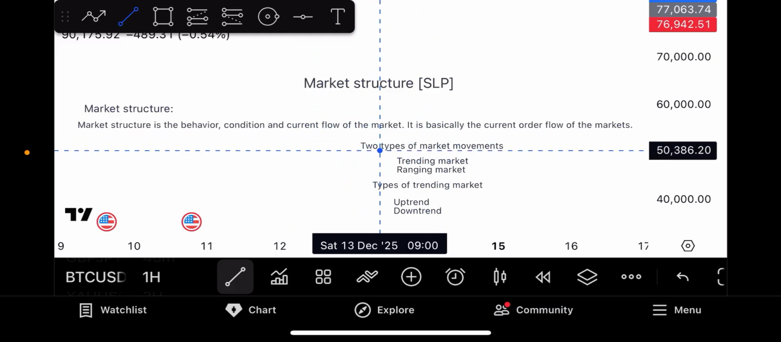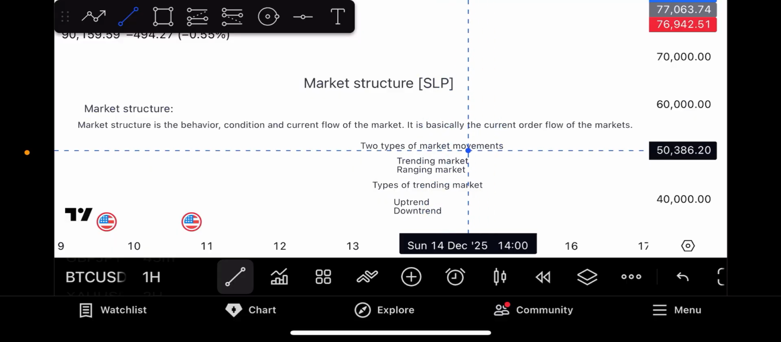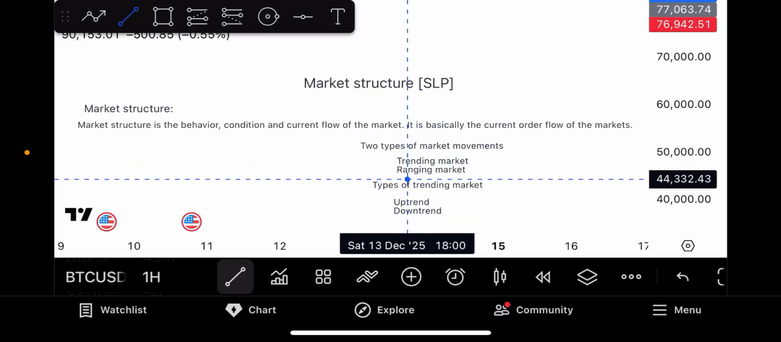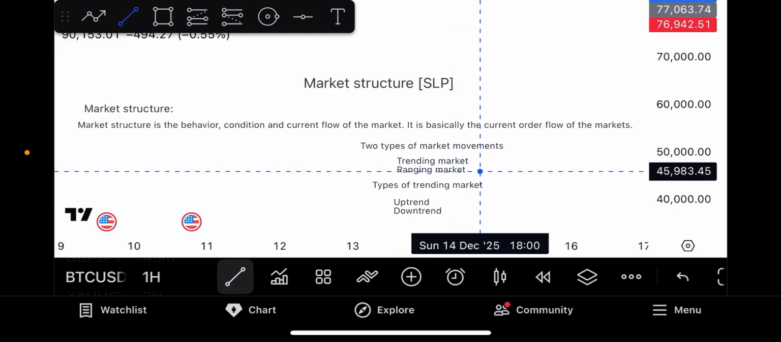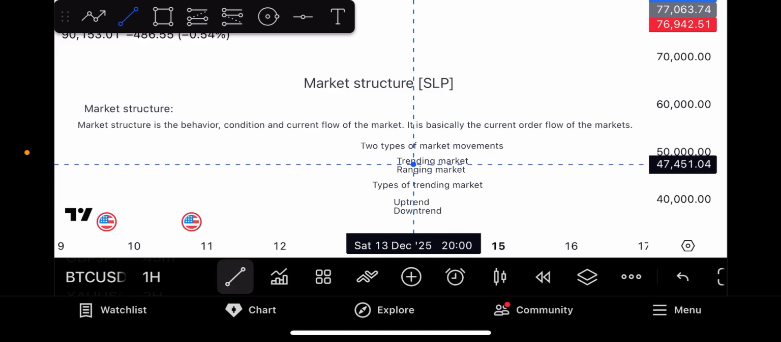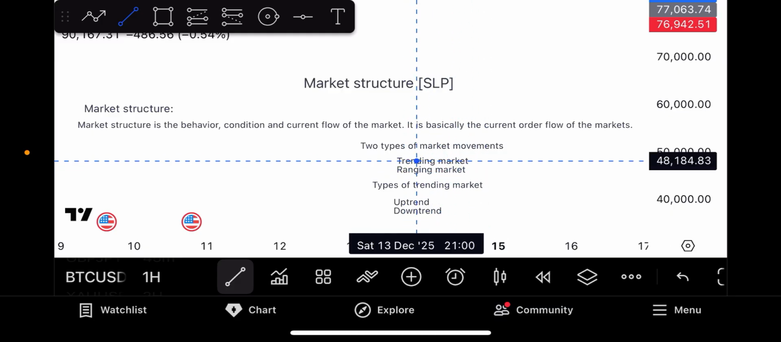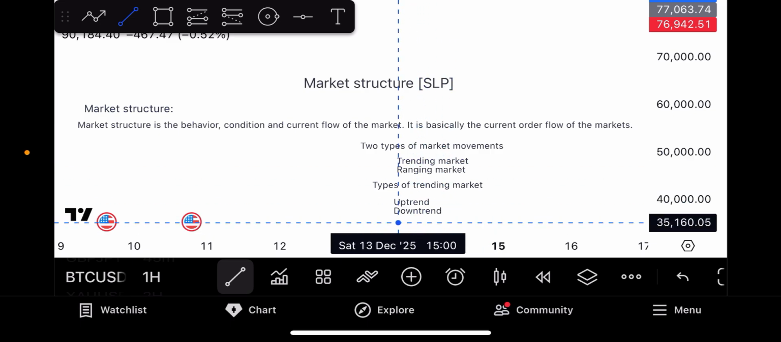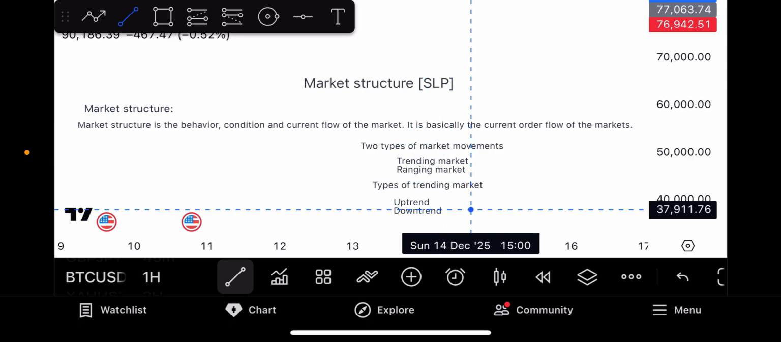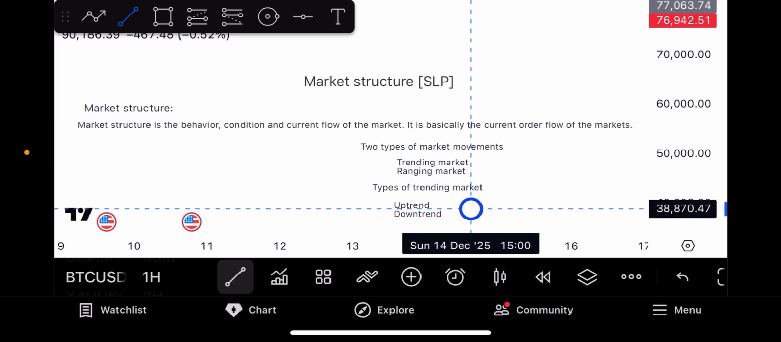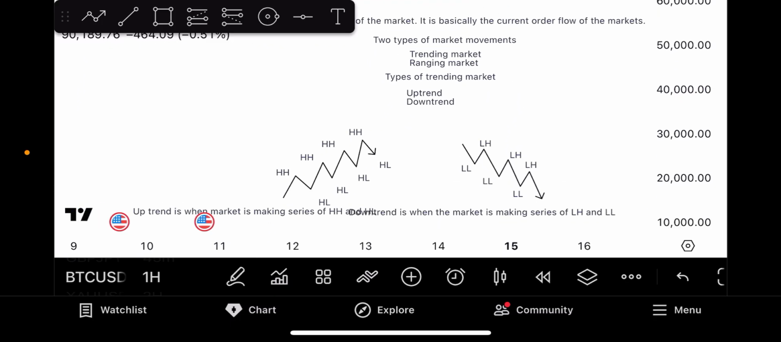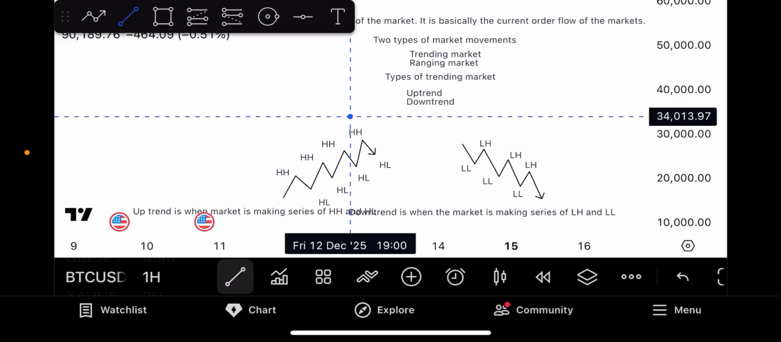Then we have two types of market movement, two types of how the markets move on the chart. We have the trending market and the ranging market. Then we have the types of trending market, which are the uptrend and the downtrend.